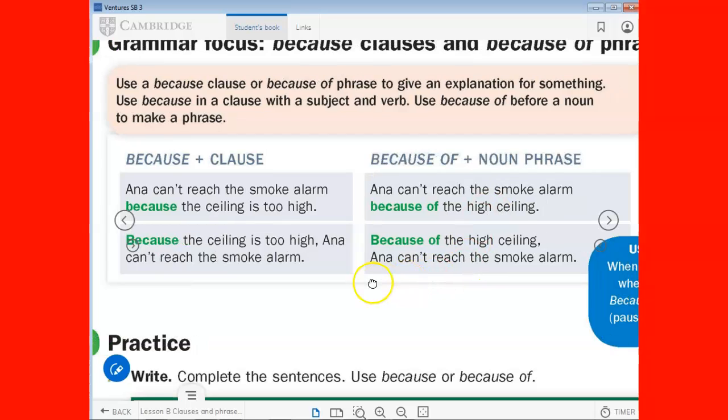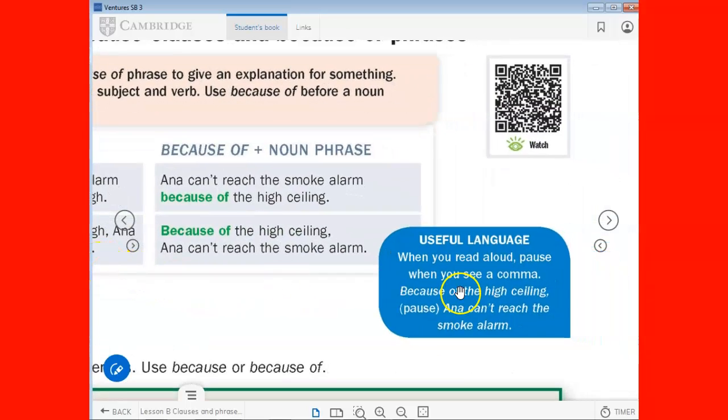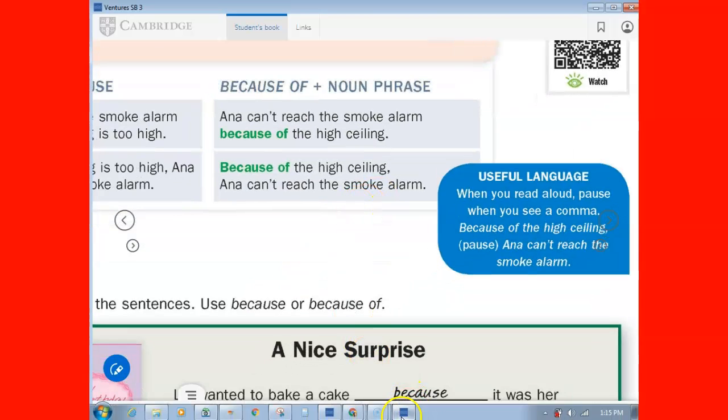Now, here's another useful point. When you read aloud, pause when you see a comma. We put a comma in there to show that you need to pause or just stop for like a second, okay? Because of the high ceiling, Anna cannot reach the smoke alarm. So we want to put a little bit of a pause in there, okay, when we read.